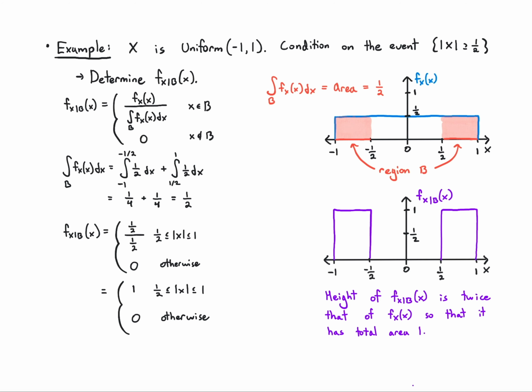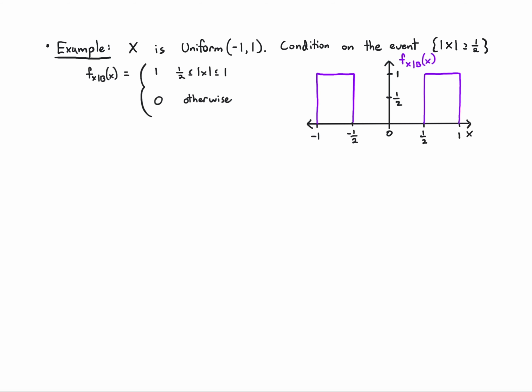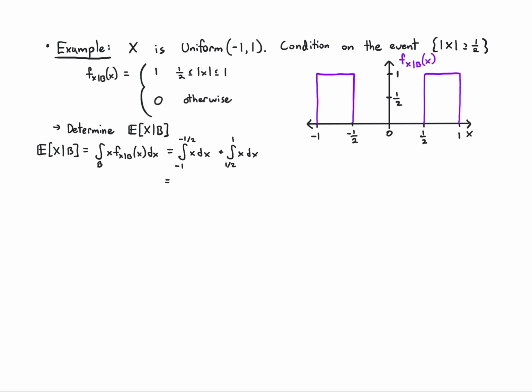Okay, let's stay with this same example and calculate some conditional expectations. Now I've just shifted the conditional PDF up and I want to get the conditional expected value of x given B. The formula is the integral over B of f(x|B) times x dx. And so I have the integral from -1 to -1/2 of x dx plus the integral from 1/2 to 1 of x dx. Let's look at this plot and try to guess where the center of mass is. It's at 0, so what I should get from this calculation is 0.